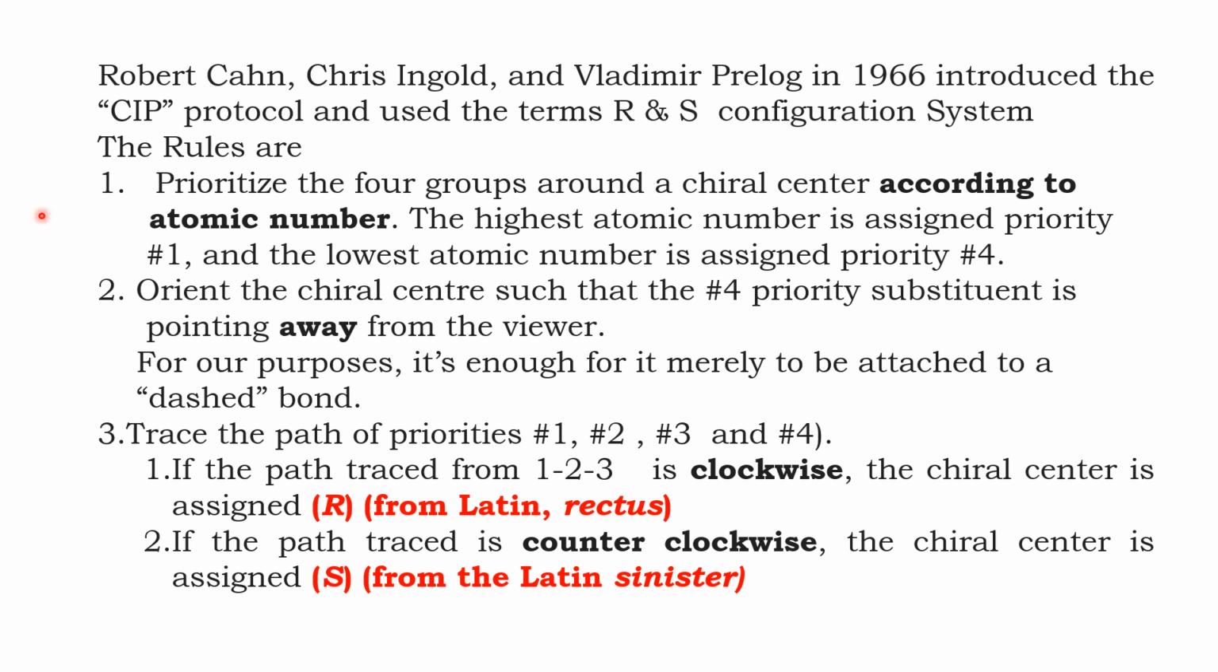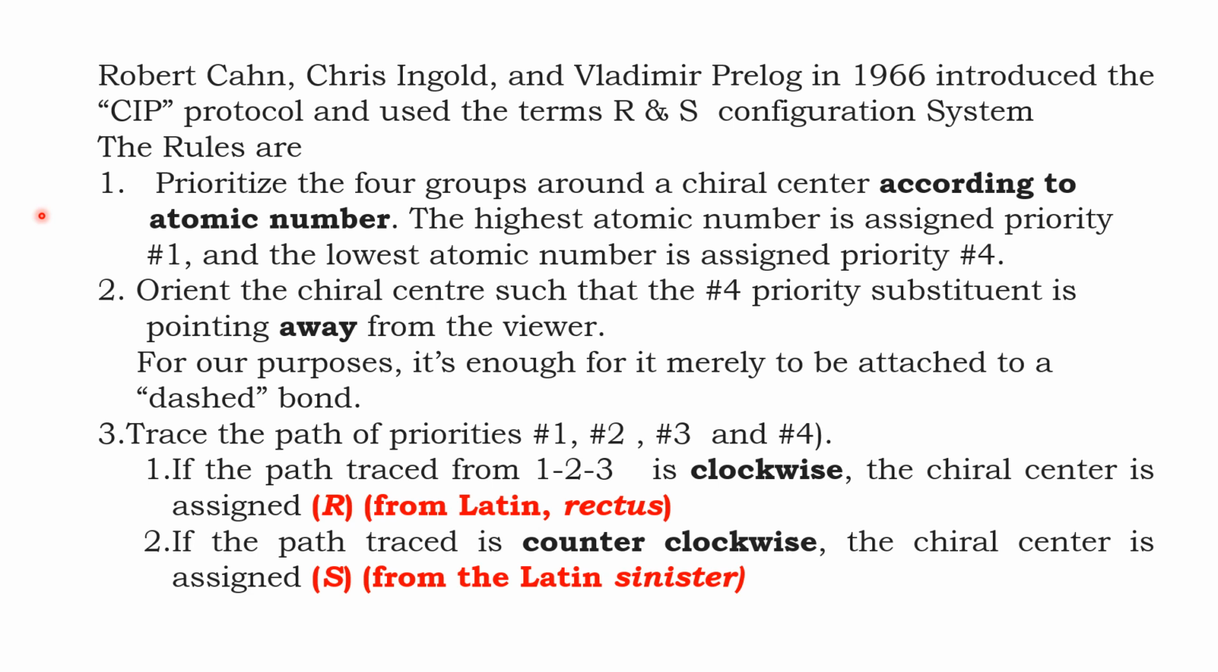Then bromine and finally iodine. That means we have to give the priority for these four, fluorine, chlorine, bromine and iodine, based on their atomic number. Here the highest atomic number is for iodine. So iodine gets the first priority.